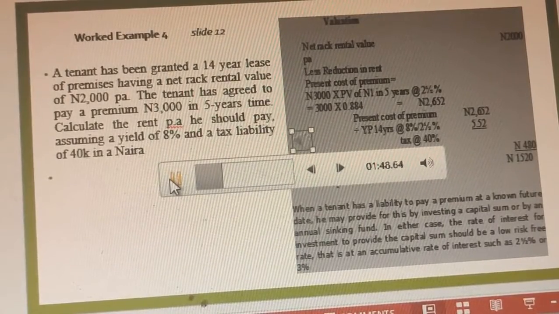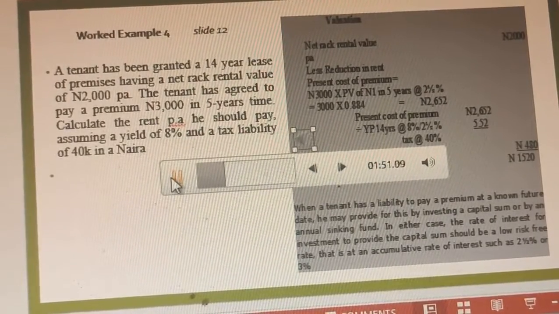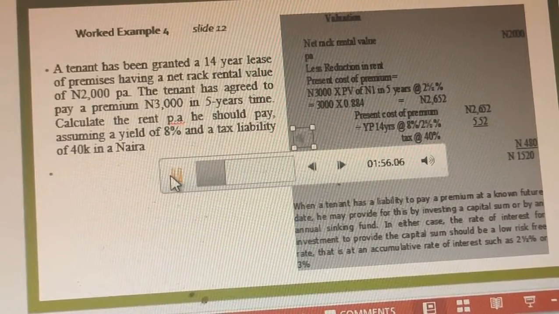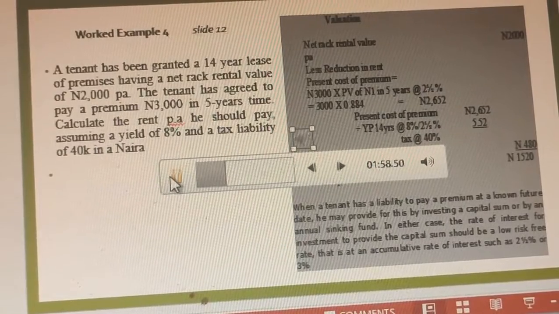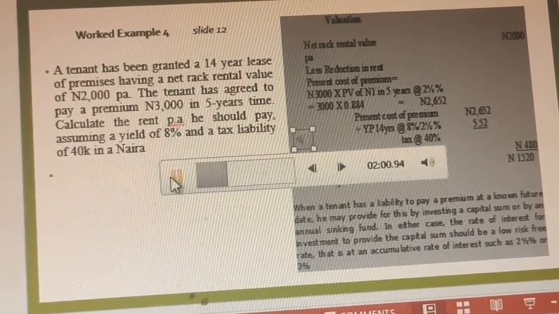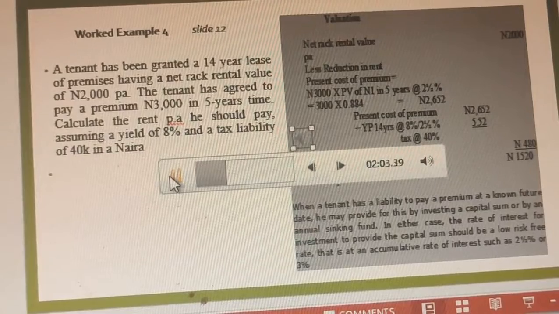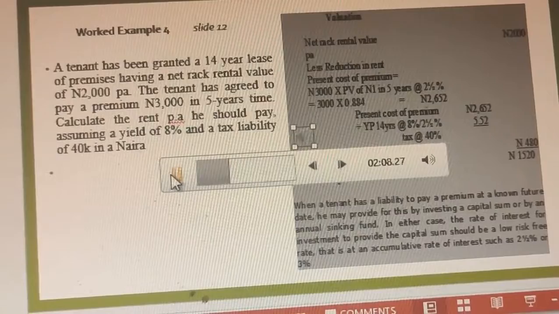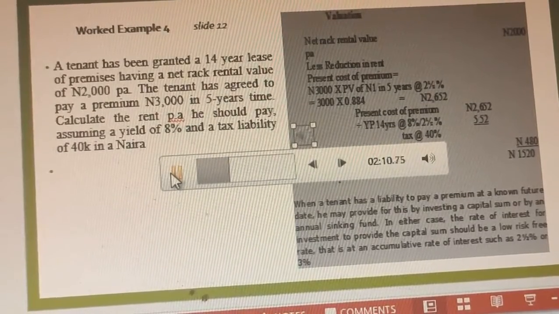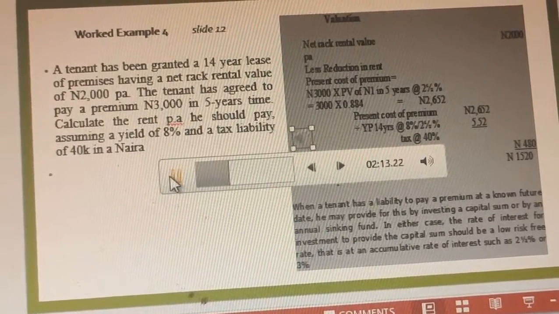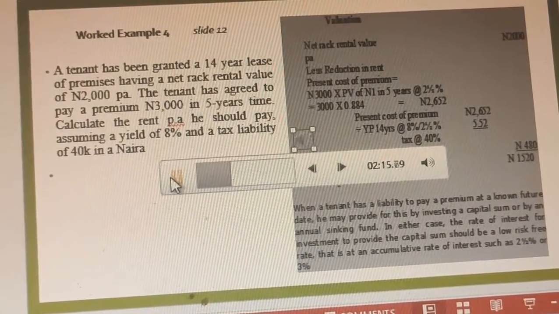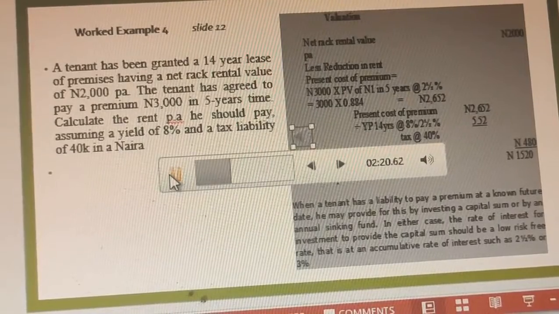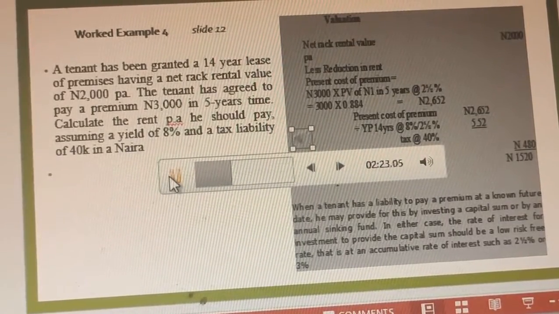And when you are doing that, it is compulsory for the tenant to pay this premium, because it has formed part of his agreement. He has agreed to pay. So it may have been put in the agreement that he must pay, and once it is in the agreement, it has become a liability. And once it has become a liability, you have to provide a certain fund to be able to meet this expenditure in 5 years' time. That is the investment principle.